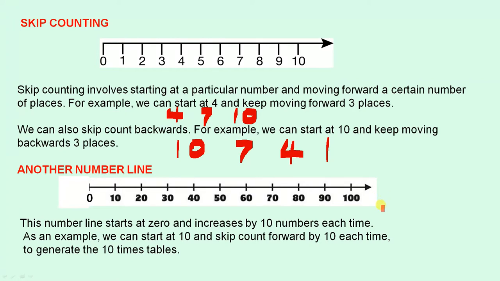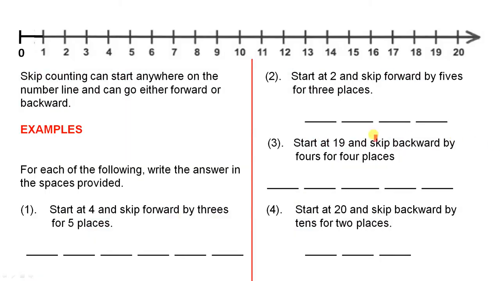Another number line. This number line starts at 0 and increases by 10 numbers each time. As an example, we can start at 10 and skip count forward by 10 each time to generate the 10 times tables. So we start at 10, 20, 30, 40, 50, etc. Skip counting can start anywhere on the number line and can go either forward or backwards. Let's look at some examples. For each of the following, write the answer in the spaces provided.